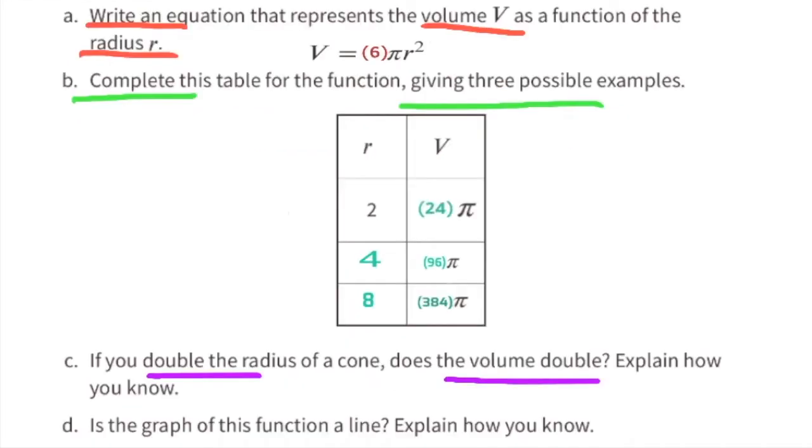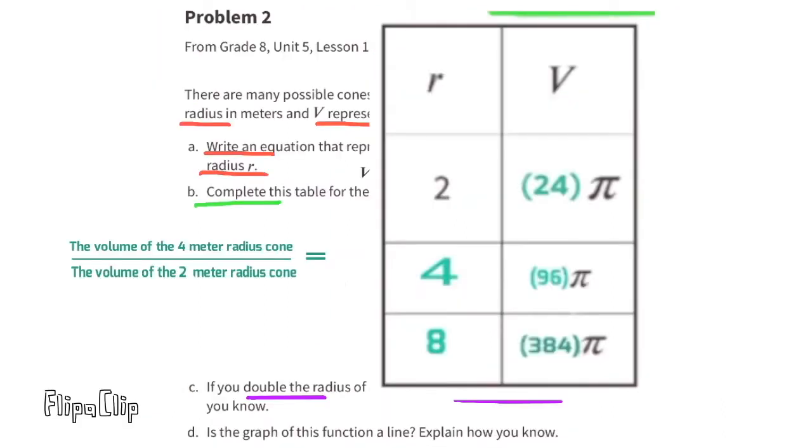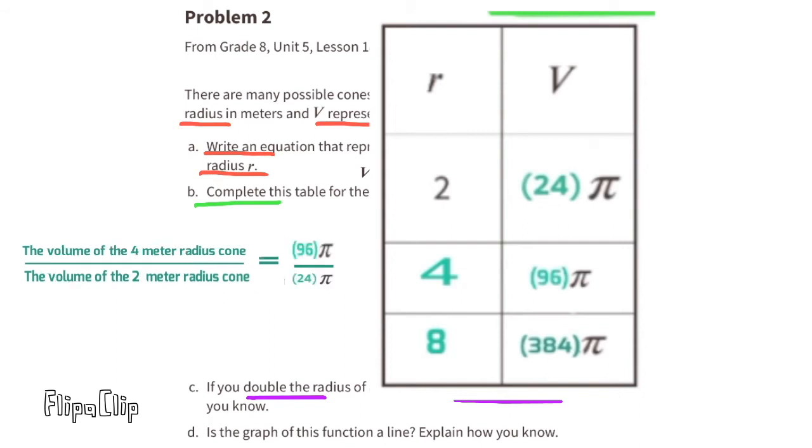C. If you double the radius of a cone, does the volume double? Explain how you know. The easiest way to tell is to look at the table. Let's look at the radius of 2 and double it. That becomes 4. Now let's look at the volume of the cone with a radius of 2. That's 24 times pi. And if you double 24 times pi, you'd have 48 times pi.